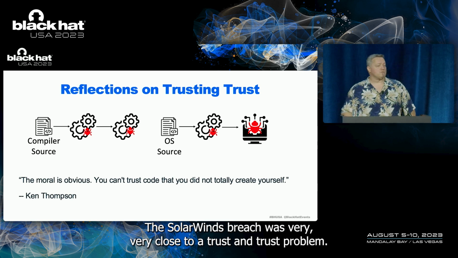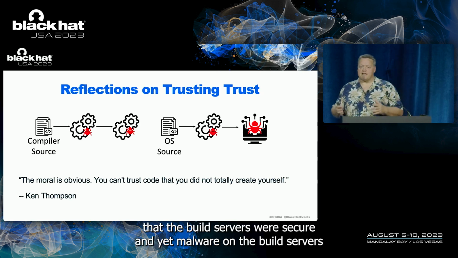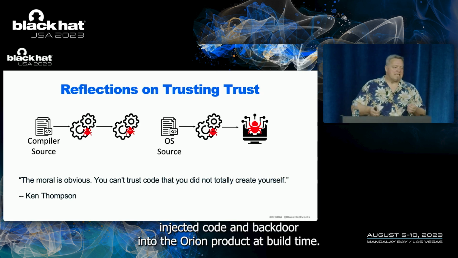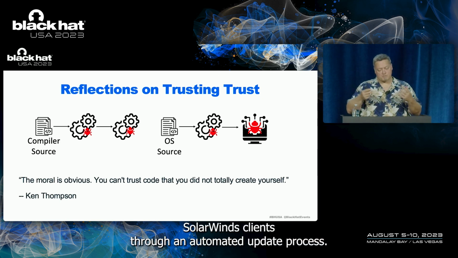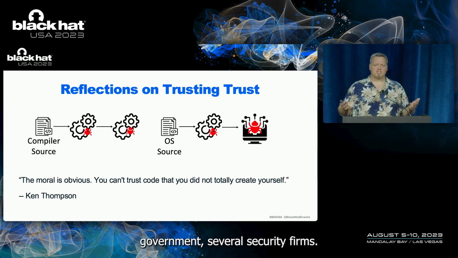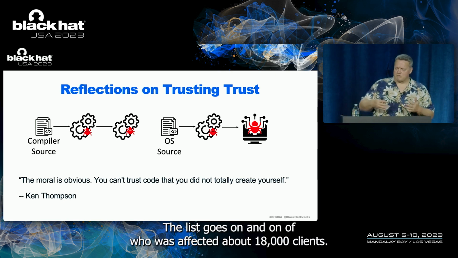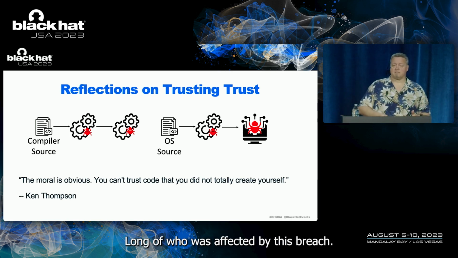The SolarWinds breach was very, very close to a trusting trust problem. There was an assumption that the build servers were secure, and yet malware on the build servers injected code, a backdoor, into the Orion product at build time, and then this was distributed to SolarWinds clients through an automated update process. This was distributed to Microsoft, the US government, several security firms. The list goes on and on of who was affected, about 18,000 clients of who was affected by this breach.